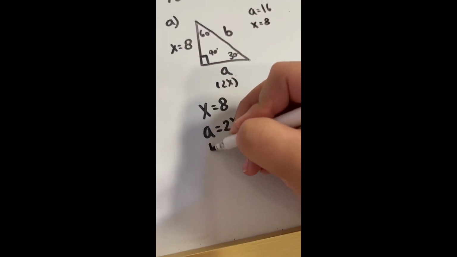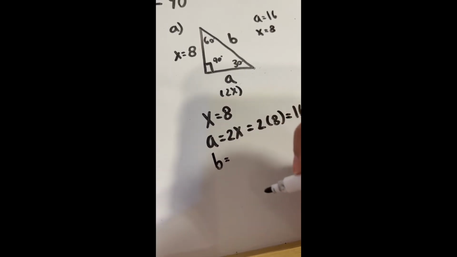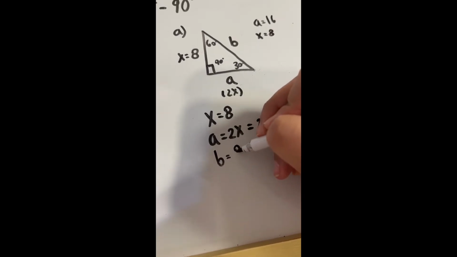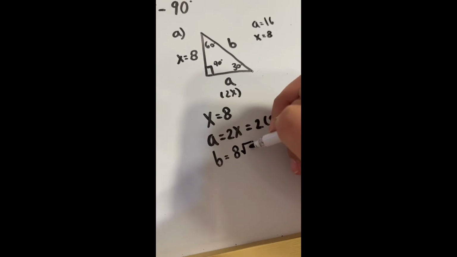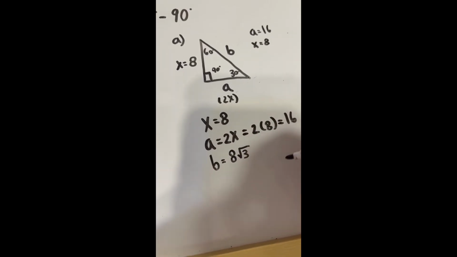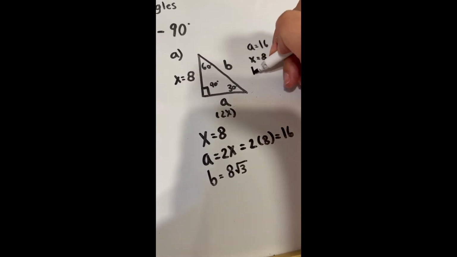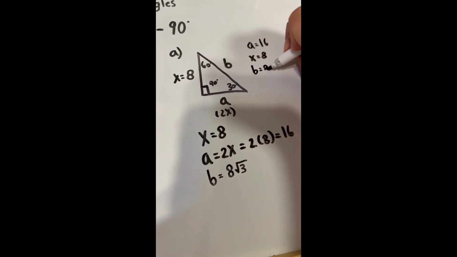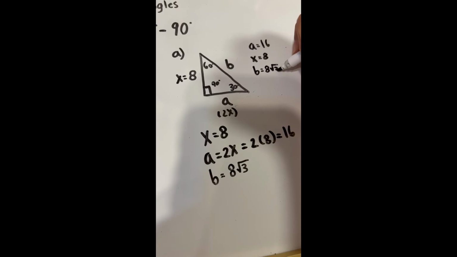which will be 8 to the square root of 3. And now we have found all of our sides. B equals 8 to the square root of 3, x equals 8, and a equals 16 using the special right triangle 30, 60, 90.